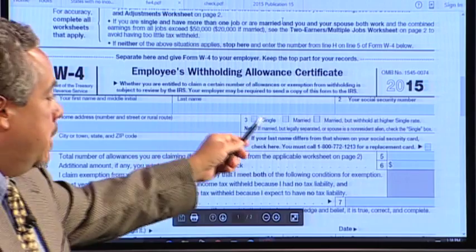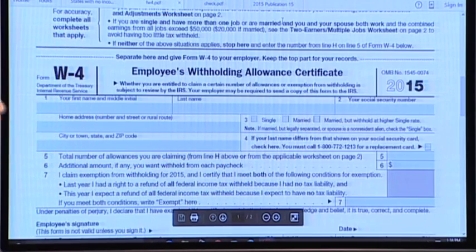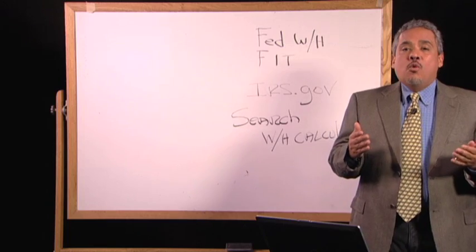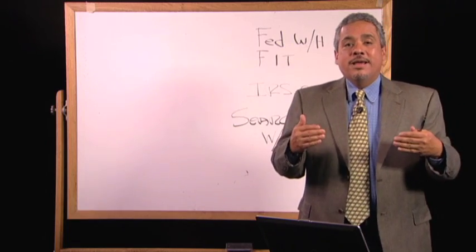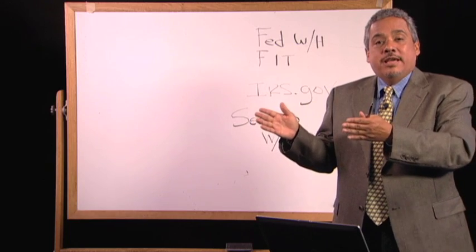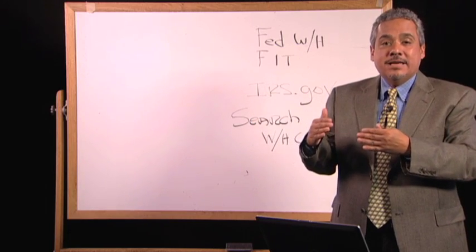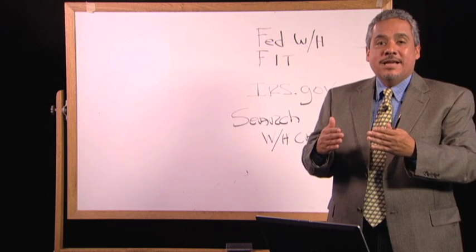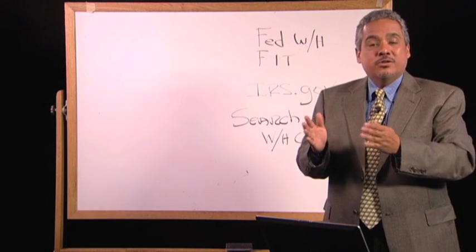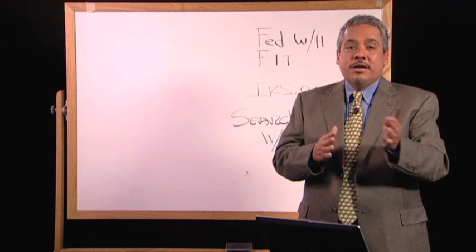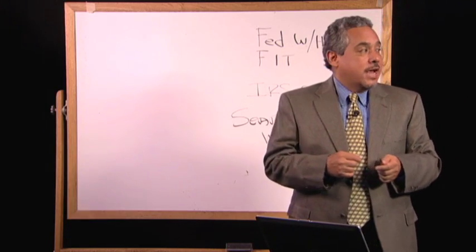So single, married, what is this married but withheld at a single rate? That means you want your employer to withhold more in case you have maybe extra income that you're not paying any taxes on, and you want your employer to take the appropriate taxes out of there, so that way you don't wind up owing any money to the IRS when you file your tax return.